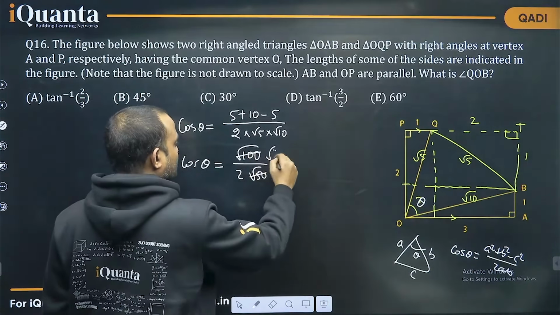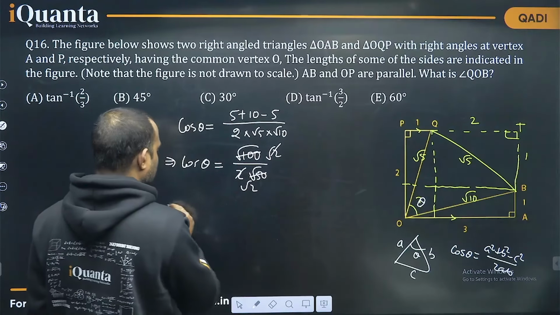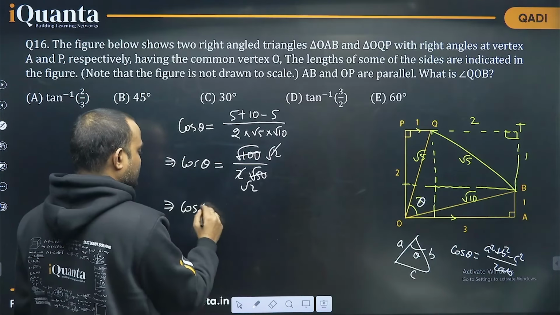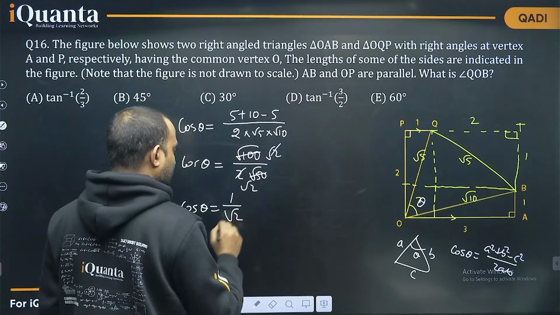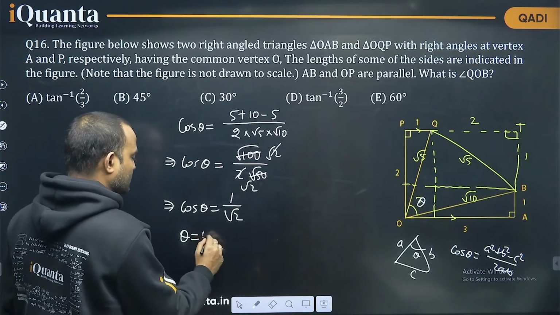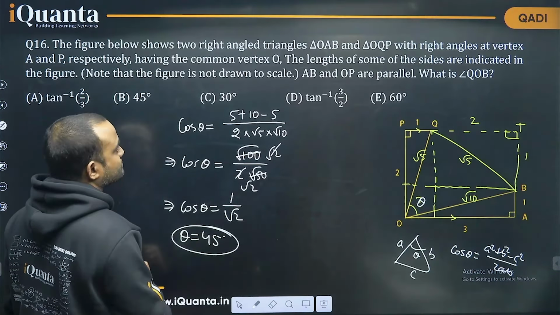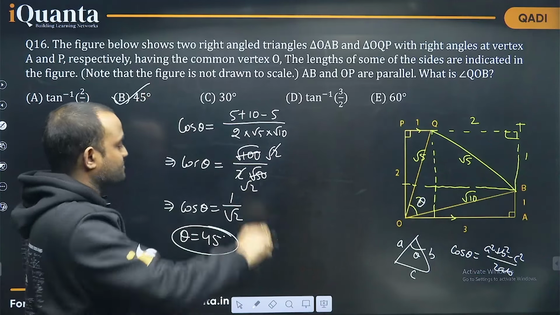This will be root 2 times and this will be root 2 times. So basically we are getting cos theta is equal to 1 by root 2. That means theta is equal to 45 degrees. And so the answer is option B.